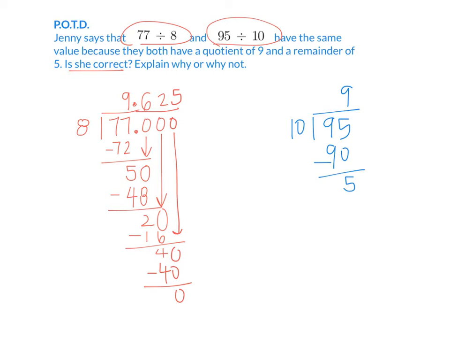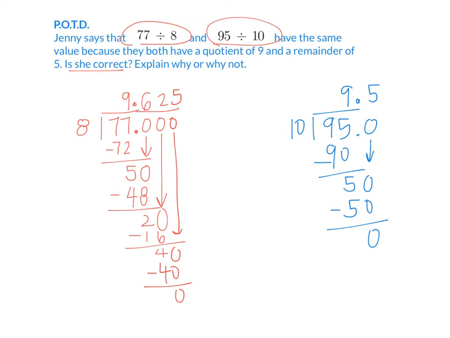No, but we can find its value, right? I can regroup those 5 ones as what? 50 tenths. If I have 50 tenths, how many times does 10 go into that? 5 tenths, right? So the value of the first 9 remainder 5 was 9 and 625 thousandths. The value of the second 9 remainder 5 was 9 and 5 tenths. Do they have the same value?